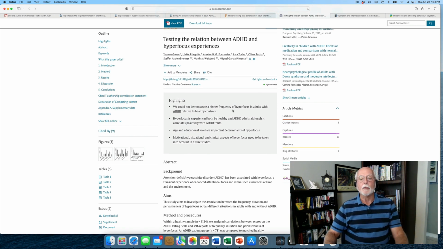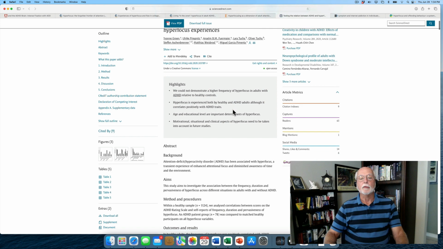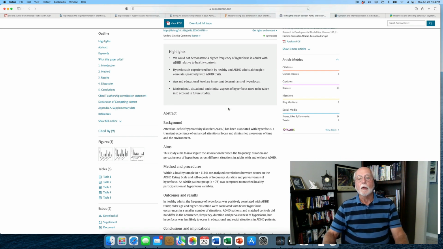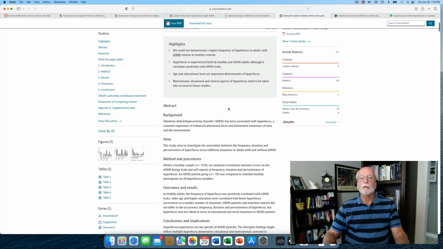We could not demonstrate a higher frequency of hyperfocus in adults with ADHD relative to healthy controls. Hyperfocusing as an experience was found both in healthy individuals and in ADHD individuals. And although there is somewhat of a correlation between hyperfocusing and ADHD symptoms in the general population, it was not found to be more frequent in clinically diagnosed disordered individuals compared to the general population. The study did find that age and education appeared to be important determinants of people reporting hyperfocusing. The older you are, the less you reported it. And of course, education level was related to it as well.